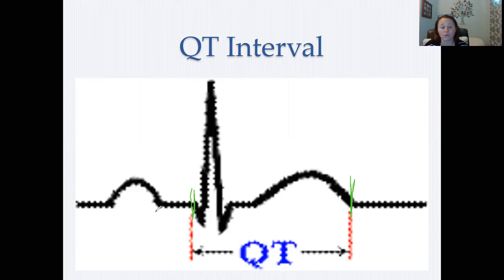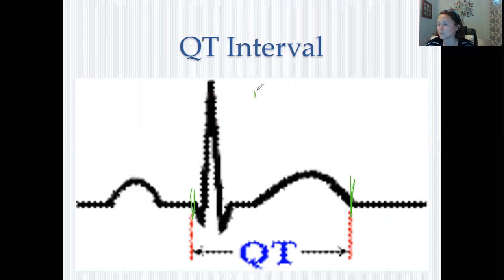The QT interval we do always measure, but I will tell you a lot of times what it's being used for has to do with medication management. So we're not going to talk a whole lot about what it means if your QT interval is longer than what you want it to be, unless it's medication specific. So it's going to be that total time.